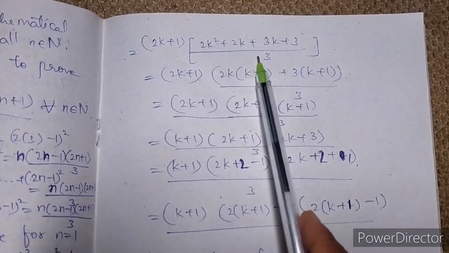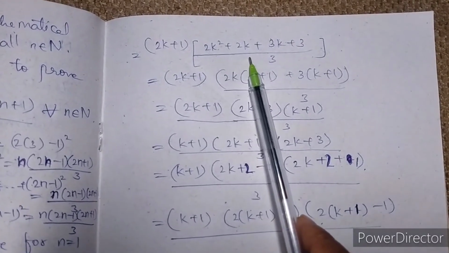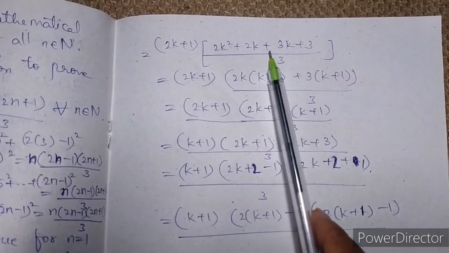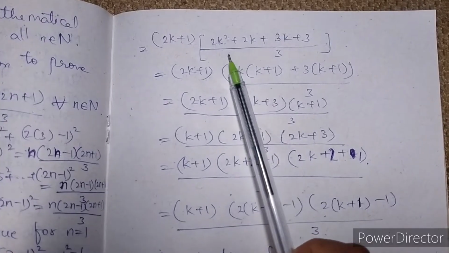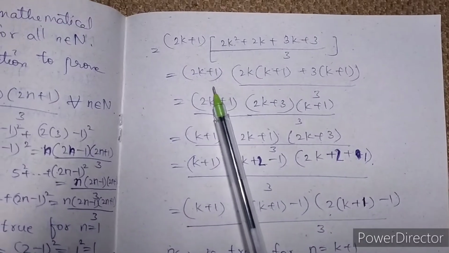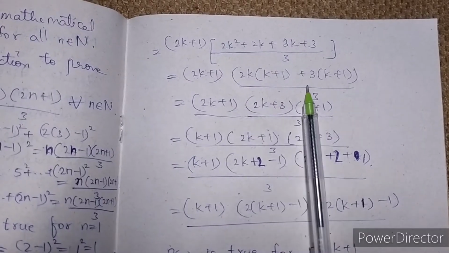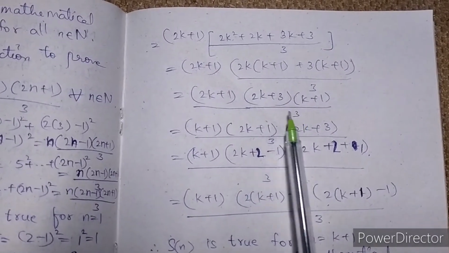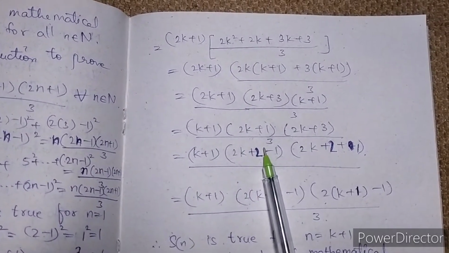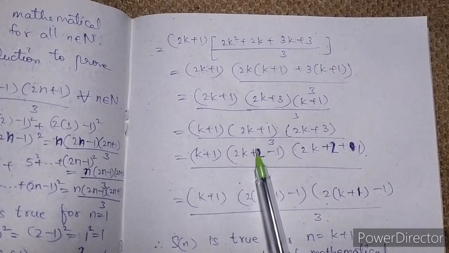Now we have to separate this 5k and write it as 2k plus 3k. We just have to factorize the term, and for that we are separating it. So we get 2k square plus 2k plus 3k plus 3. Now you can take 2k common, and you get 2k into (k plus 1) plus 3 into (k plus 1), times (2k plus 1) divided by 3, which is equal to (2k plus 1) into (k plus 1) into (2k plus 3) divided by 3. Now this term 2k plus 1 we can write as 2 into (k plus 1) minus 1.